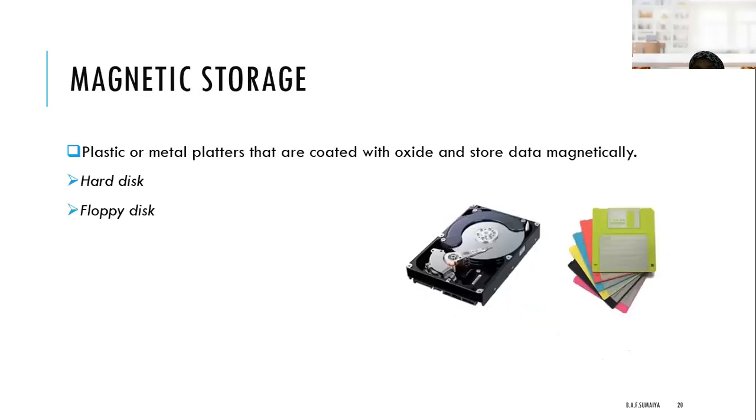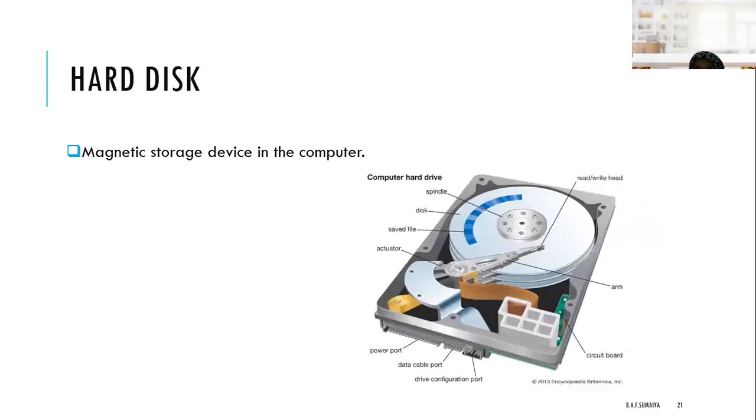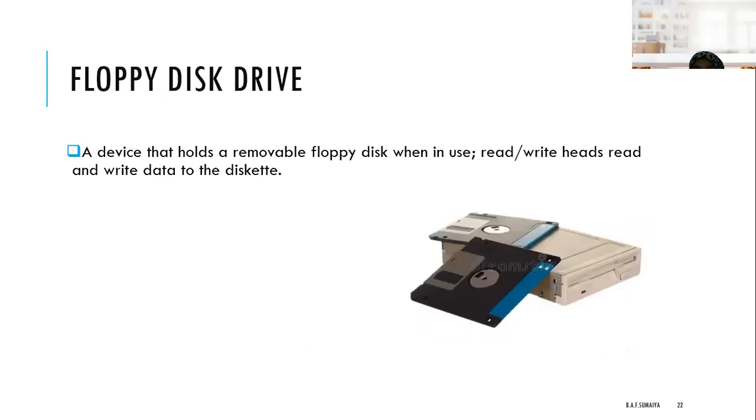Magnetic storage, plastic or metal platters that are coated with the oxide and store data magnetically. Hard disk, floppy disk. Hard disk is the magnetic storage device in the computer. Floppy disk drive is a device that holds a removable floppy disk when in use. Read, write heads, read and write the data to the diskette.